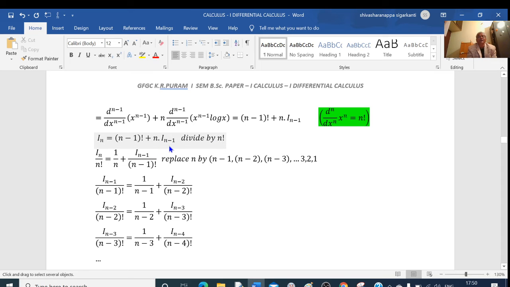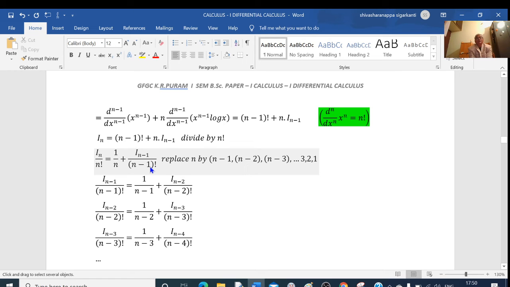And the n into n minus 1 is there. I am dividing this by n factorial. n factorial can be written as n into (n minus 1) factorial. In this case, n gets cancelled. What remains is I_(n minus 1) by (n minus 1) factorial. So, I am getting one formula here: I_n by n factorial equals 1 by n plus I_(n minus 1) by (n minus 1) factorial.